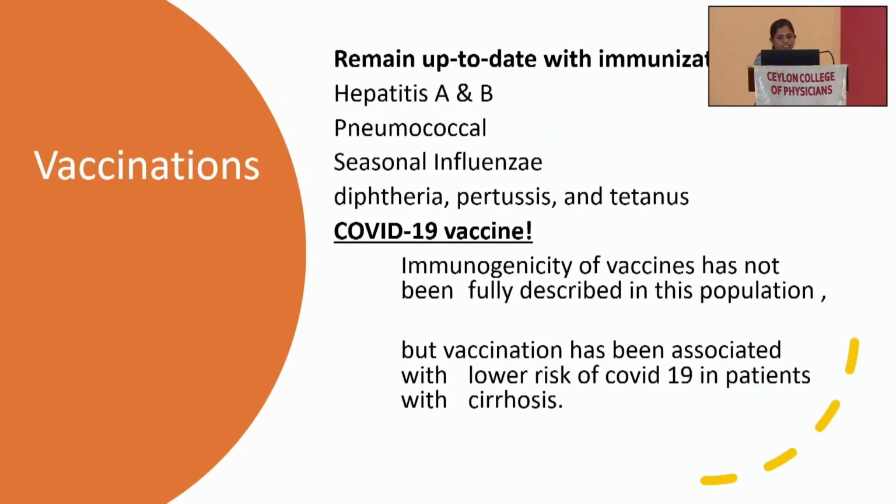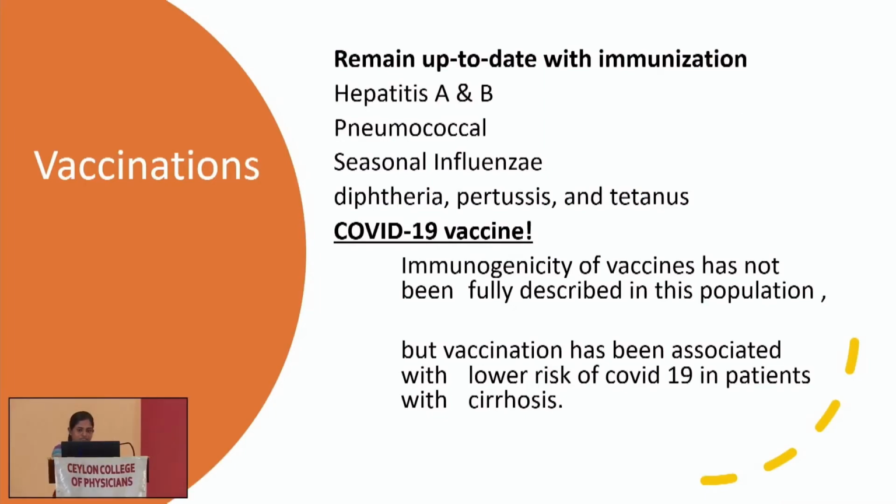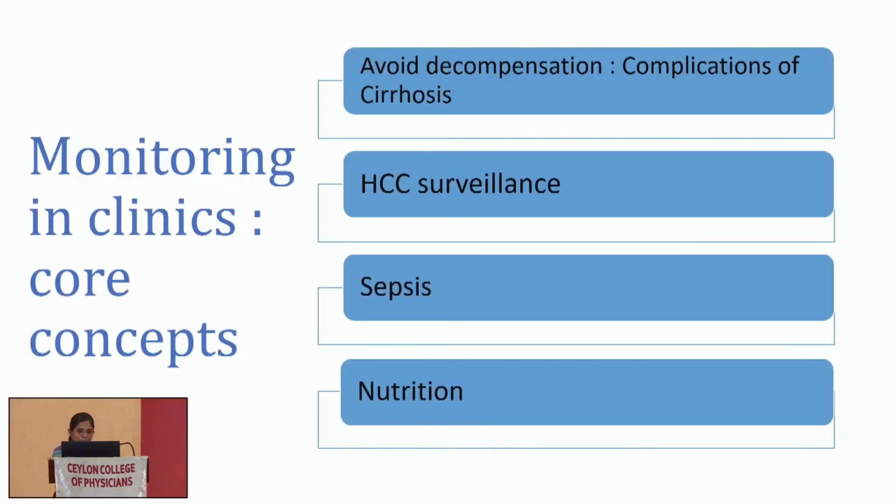Then further optimizing the patient is by way of vaccination. We need to remain up to date with the immunization: hepatitis A and B, pneumococcal, seasonal influenza, and diphtheria, pertussis, and tetanus. And nowadays the COVID-19 vaccine as well, because although the immunogenicity of the vaccine has not been fully described in this population, vaccination has been associated with a low risk of COVID-19 infection.